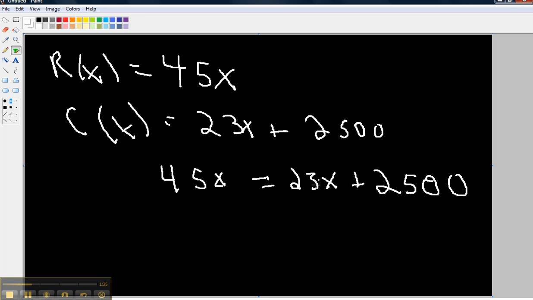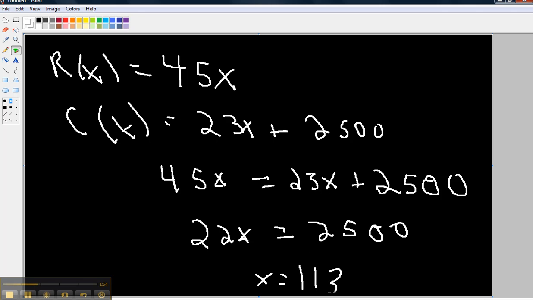To solve this, I want to subtract 23x on both sides, which will give me 22x equals 2,500. Next, I'm going to divide by 22. If I divide by 22, I get 113.6, about 114 items. So that's going to be my break-even point. This is the exact point, but obviously I won't start making any profit until the 114th item.